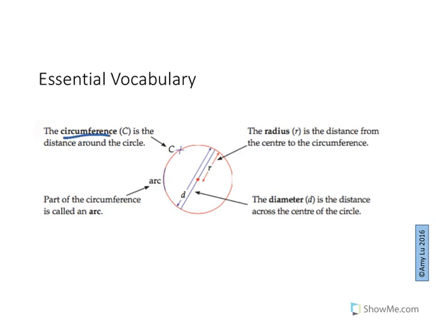The circumference, we often call it just a big C, is the distance around the circle. So if we had a circular fence, the circular fence describes the circumference. The radius, which we often label as little r, is the distance from the center of the circle all the way to the circumference, to the edge.